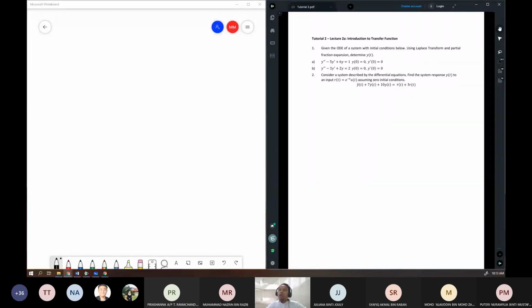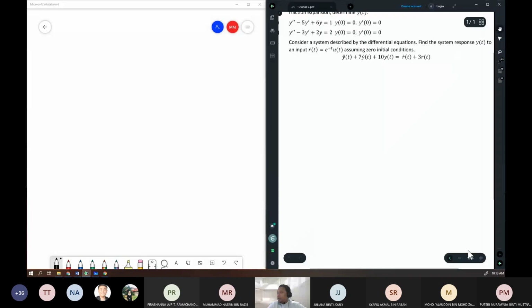Okay, so today we will discuss tutorial number 2 regarding the introduction to transfer function. Last week we learned how to use Laplace transform, partial fraction expansion, and also inverse Laplace transform. And also we have learned about the transfer function. So transfer function is basically a function in frequency domain that relates the output to the input. So let's look at this tutorial and see how to answer this question.